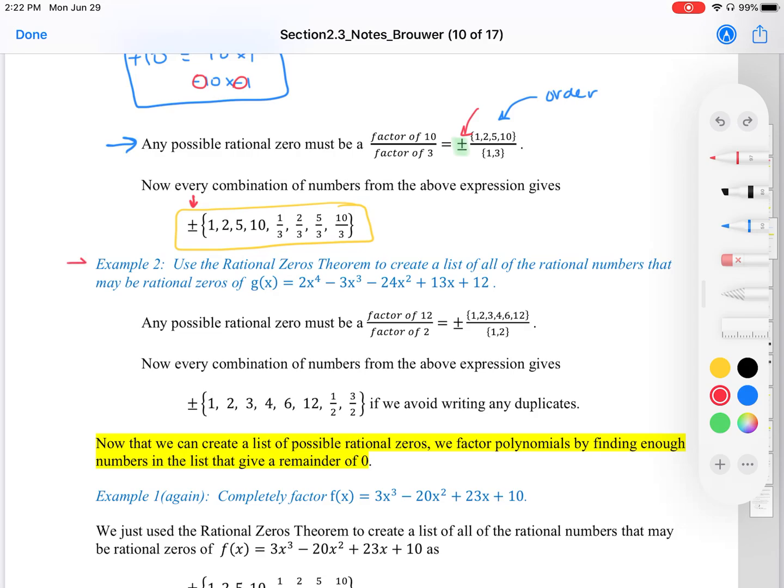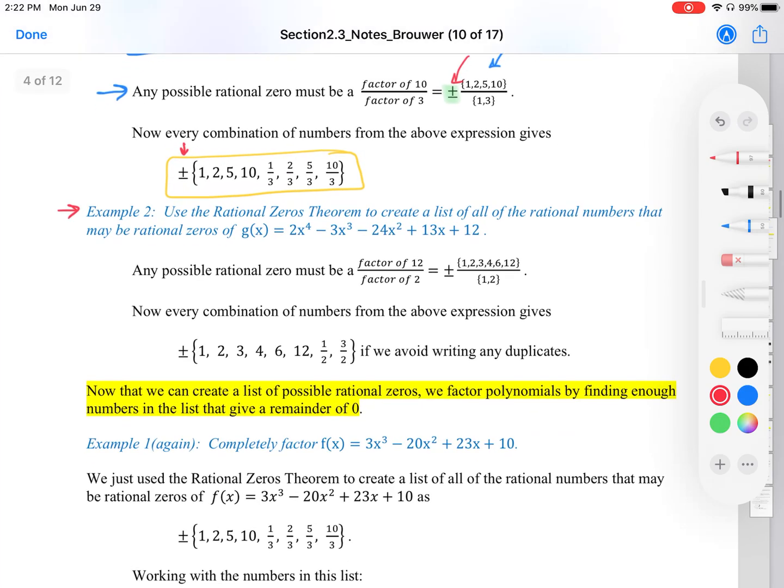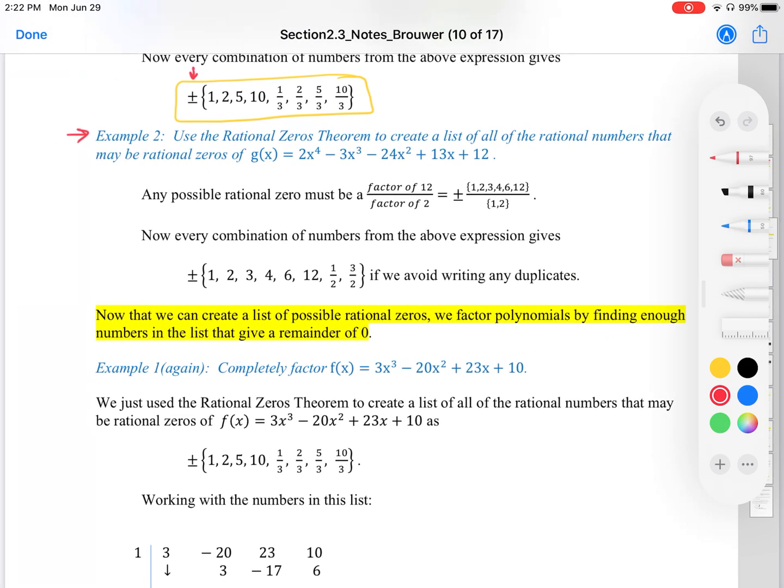Let's practice one more time. Try doing this one on your own. Use the rational zeros theorem to create the list of all the rational numbers that may be the rational zeros of g of x. So you want to take your a and your last number, which is your p and your q. Give that a try and you have the answer here.